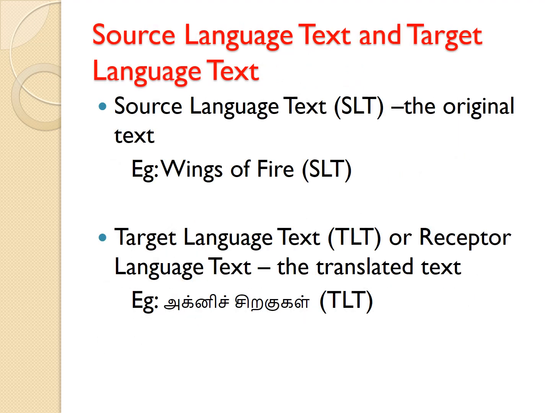Next, we have to know what the source language text and the target language text are. Source language text is nothing but the original text that we are going to translate. And target language text or receptor language text is nothing but the translated text. Here we have an example: Abdul Kalam's Wings of Fire is in English. The English version of Abdul Kalam's Wings of Fire is called the source language text, and this source language text was translated by Abdul Kalam himself into Tamil, which is called Agni Siragugal. So the Tamil version is called the target language text.